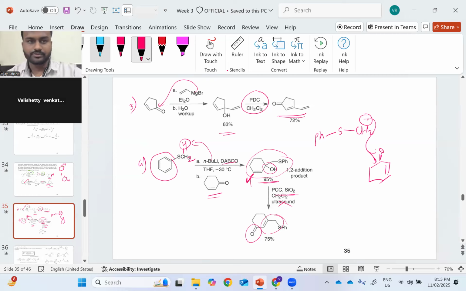So you should be aware of this concept. The professor has already discussed the detailed mechanism of this 1,3 transposition, how this carbonyl transposition occurs.